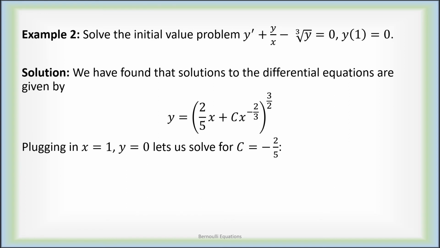We can finally move on to our initial value. When x is 1, we know that y is 0. That was given up here. x being 1 spits out y equals 0. So plugging x equals 1 in, 2/5 times 1 plus c times 1, all raised to this power, should equal 0. Therefore, that constant must be minus 2/5. So we have found that c is minus 2/5. Therefore, our single unique solution to the initial value problem is y equals 2/5 x minus 2/5 x to the minus 2/3, all raised to the 3/2.